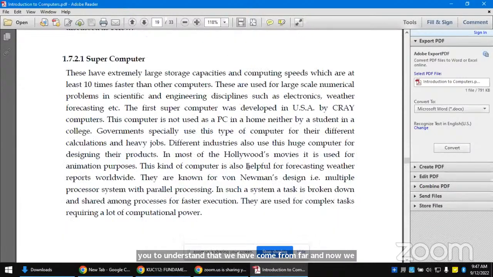So supercomputers have extremely large storage capacities and computing speeds which are at least 10 times faster than other computers. These are used for large-scale numerical problems in scientific and engineering disciplines, such as electronics and weather forecasting. The first supercomputer was developed in the US by Cray Computers. This computer is not used as a PC in a home, neither by a student in a college. Governments especially use this type of computer for their different calculations and heavy jobs. Different industries also use this huge computer for designing their products.